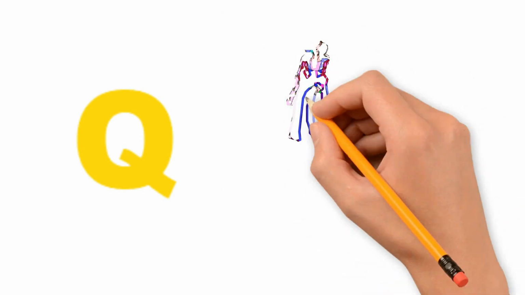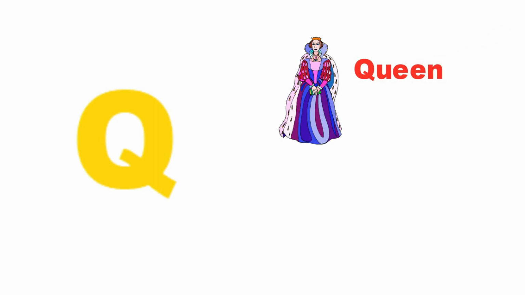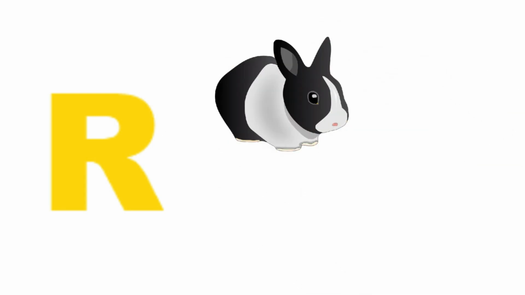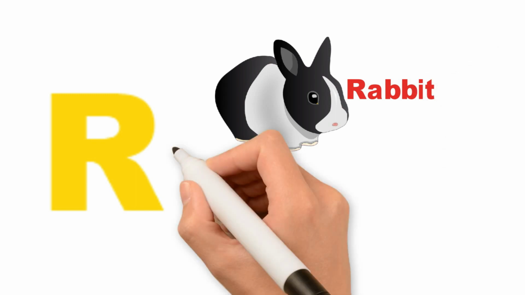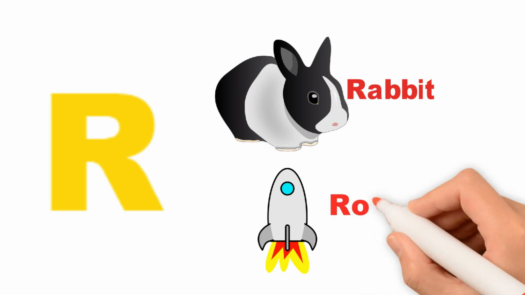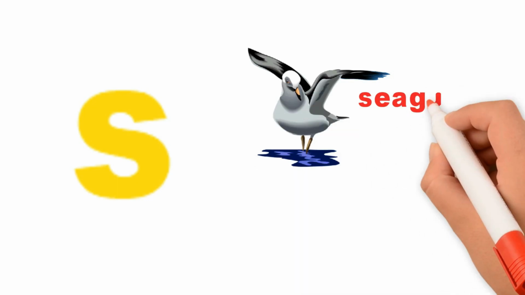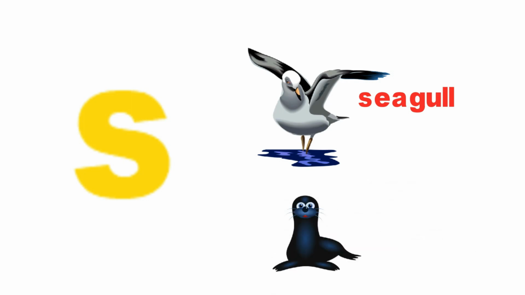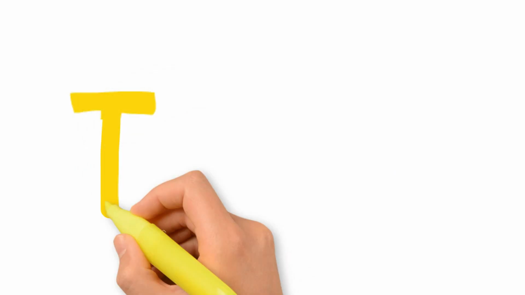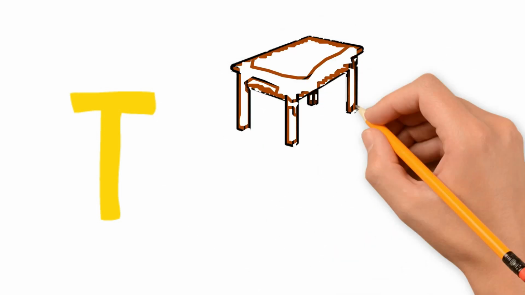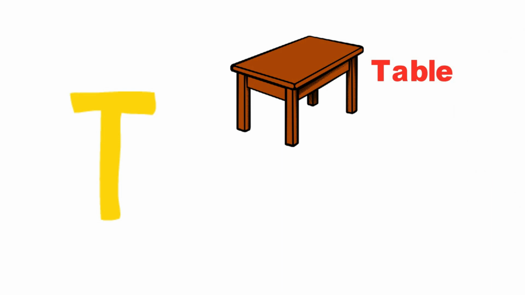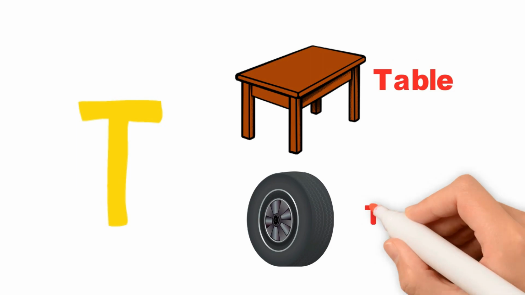Q, queen. R, rabbit, rocket. S, seagull, sea lion. T, table, tire.